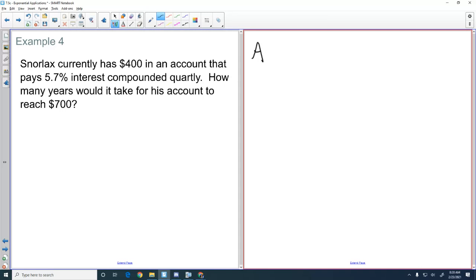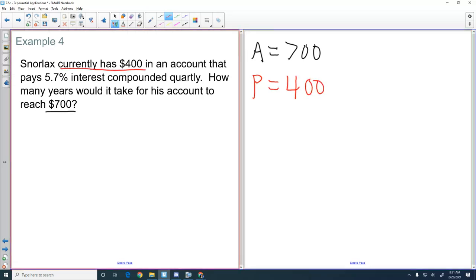So A is the final amount. Do we know what the final amount here is going to be? Okay, he wants to know how long would it take to reach 700. So 700 would be the final amount. He wants to get to that point. He wants that much to be in the bank account. P is the starting amount. That's 400. Right? He currently has 400.